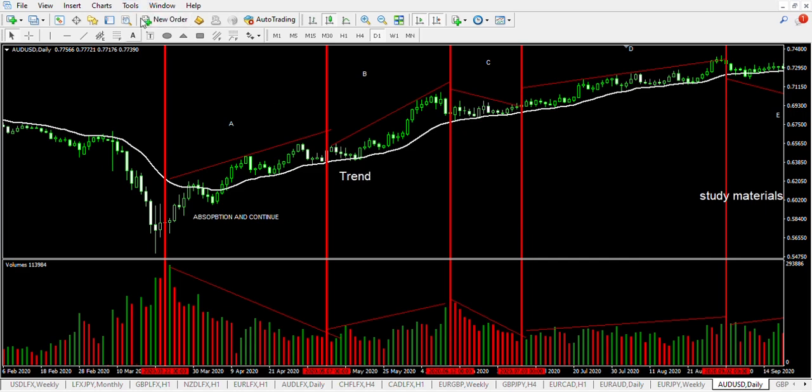Agreement with price. This is a retracement. Disagreement in price and volume. Can you see?